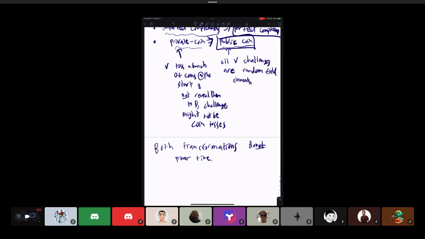Okay, and the reason public coin turns out to be important for us is because of the Fiat-Shamir transformation. The Fiat-Shamir transformation is a way to basically just remove interaction from any public coin interactive protocol.